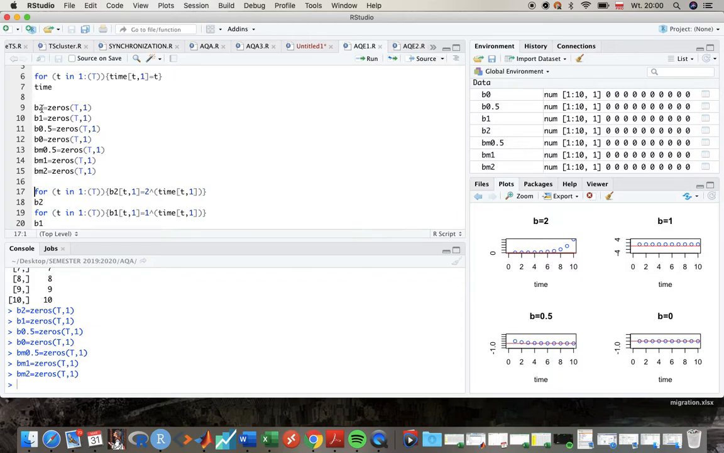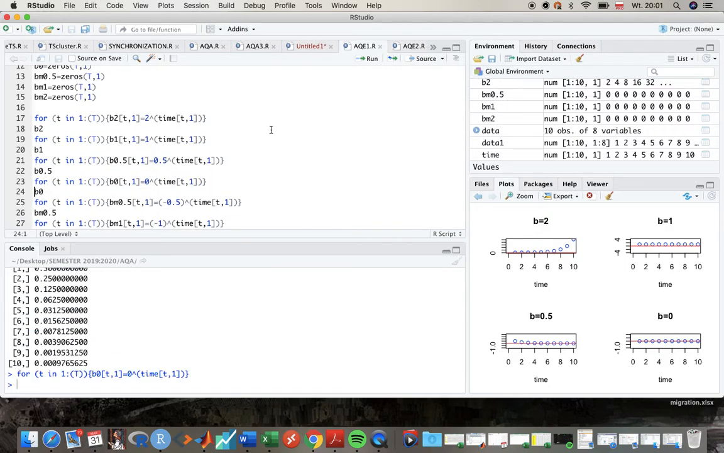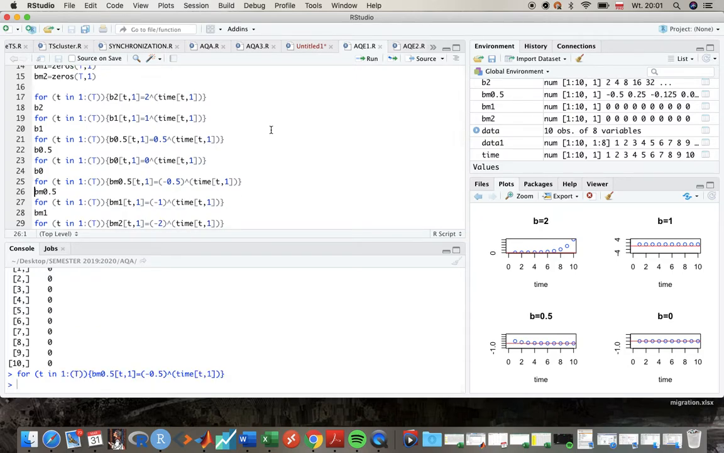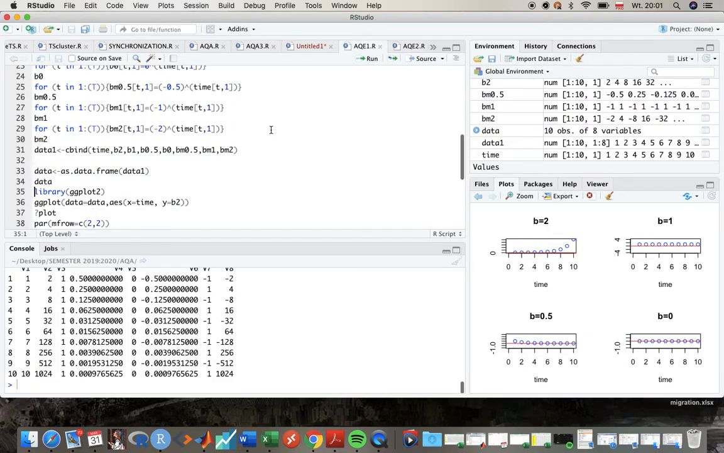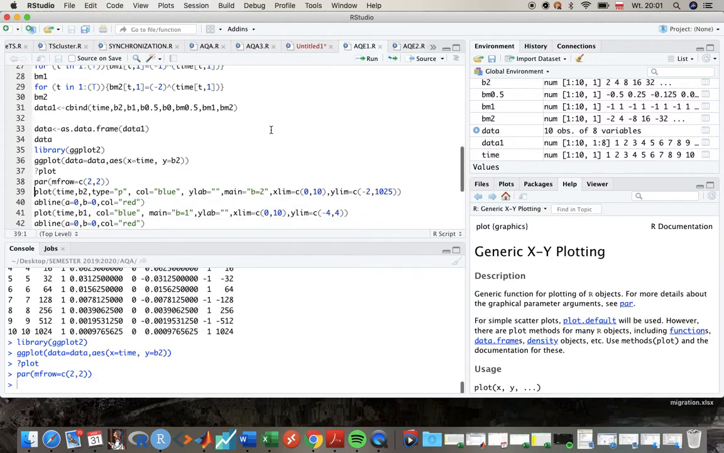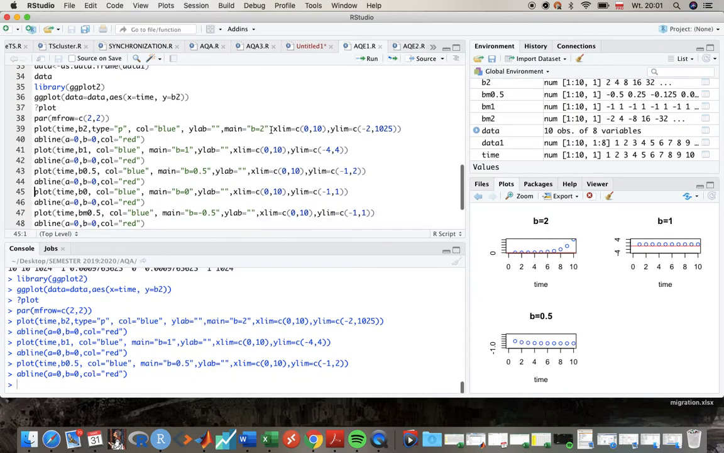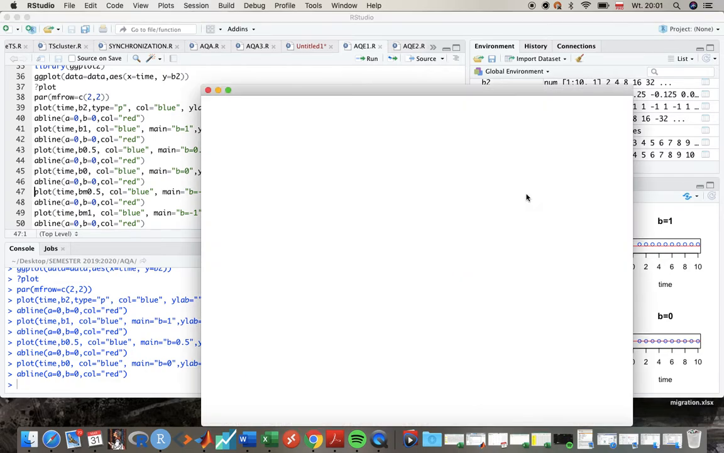So it's 2, 1, 0.5, 0, negative 0.5, negative 1, and negative 2. And I'm filling them with values. So now t takes values from 1 to 10. Okay, and let's look at the plots. And now we can zoom in.